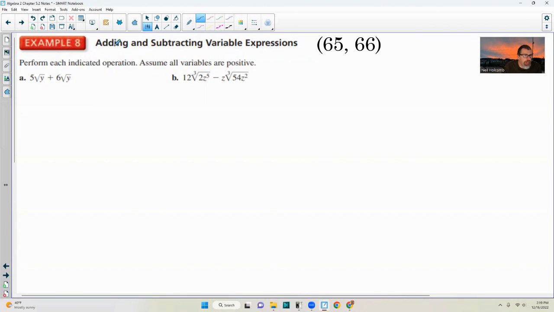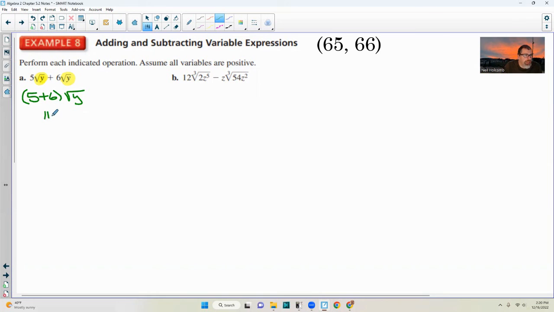So the first thing I notice when I'm doing 5 or 8a is y radical, or it's the square root of y and the square root of y, which means I have like radicals. When I have like radicals, I perform the operation of the numbers in front. So this would be 5 plus 6 times the square root of y.